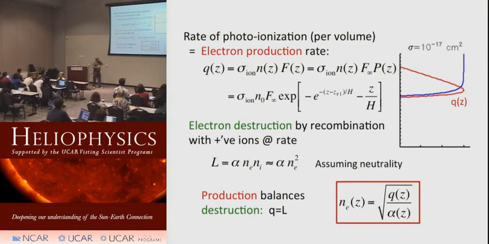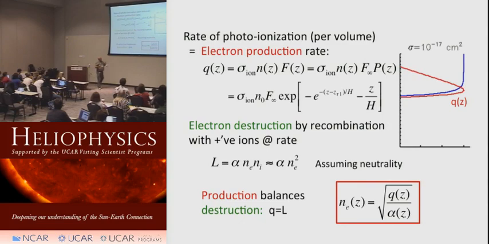Or if I assume that there's the same number of positive ions as electrons, because actually they had to be created in pairs, then the loss rate is proportional to the density squared. This is basically the same reason that we have brightness in X-rays that's proportional to the density squared. It's proportional to the rate at which things are colliding, and that's this.